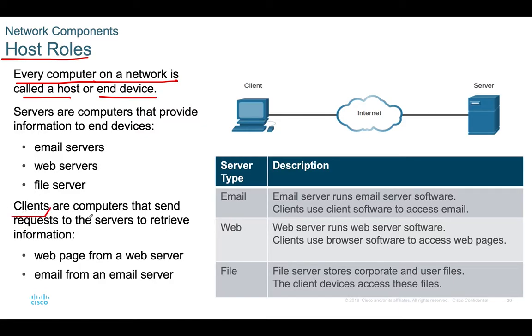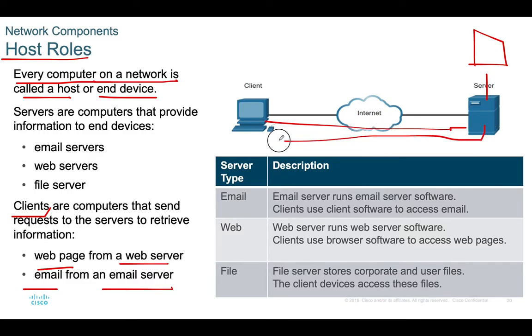Clients are computers that send requests to the servers to retrieve information, such as web pages from a web server, or email from an email server. In this example, this is a typical client-server setup. We have here a client and we have here a server. Let's assume that this is a server of cisco.com. Basically, what the client does is it will access or send requests to the server via a web browser, because this is a web server. Then the server will respond to the client request by sending the web pages from that web server.